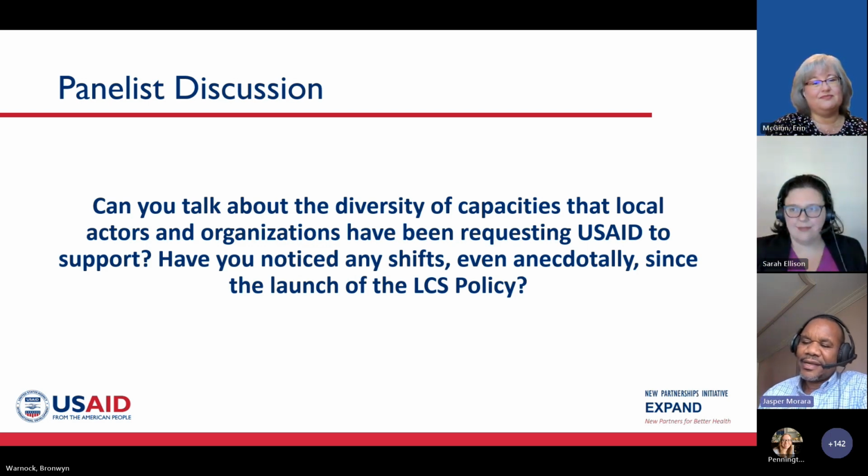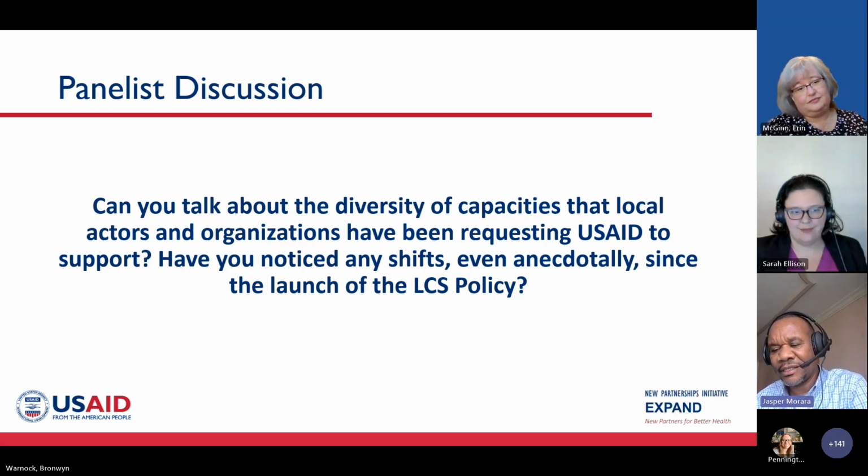Yeah, the capacity needs from partners are diverse. Of course, my observation, even as you found from the studies, is that organizations are more skewed towards identifying organizational capacity needs as opposed to technical capacity needs. And I attribute that to those two factors.